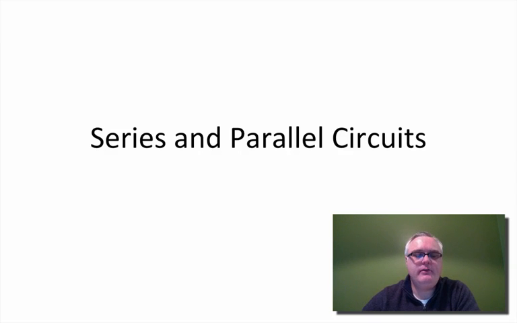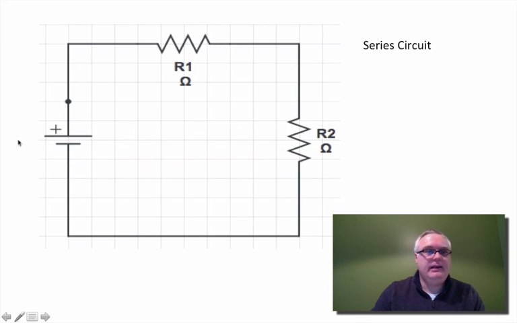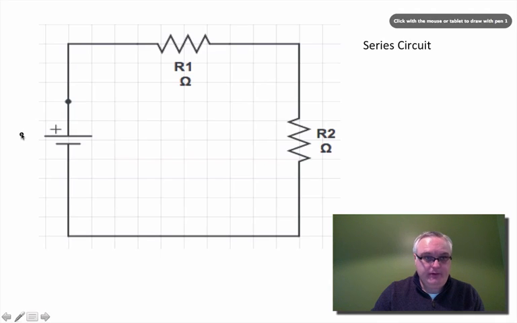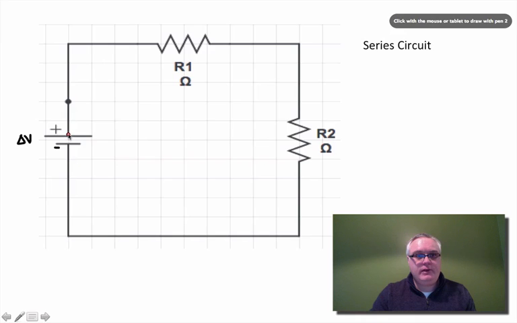Okay, in this video we're going to talk about series and parallel circuits. So the first type of circuit is called a series circuit. And basically what we have is a battery or a source of potential difference, represented by two parallel plates, one positive, one negative. And that source of potential difference creates a current.